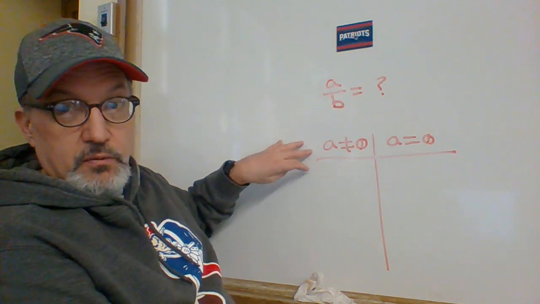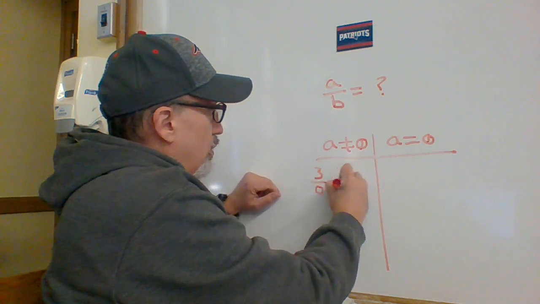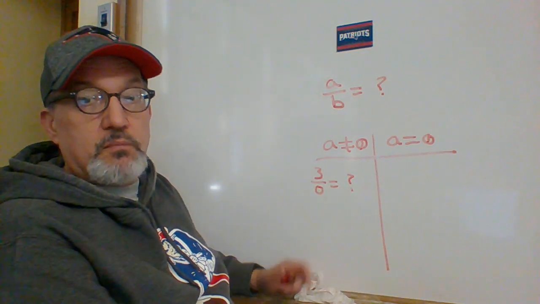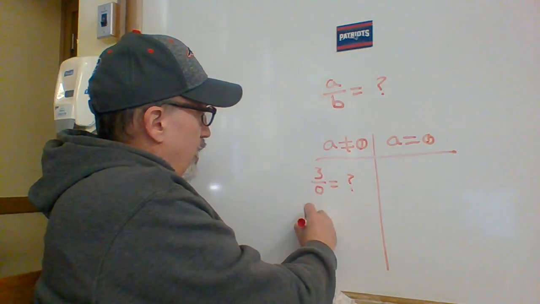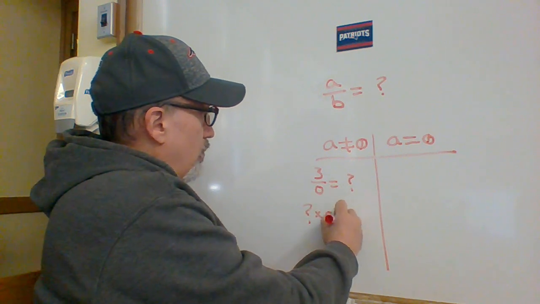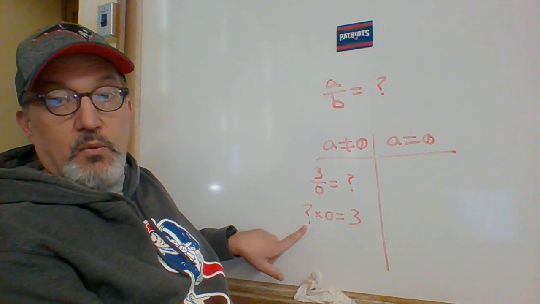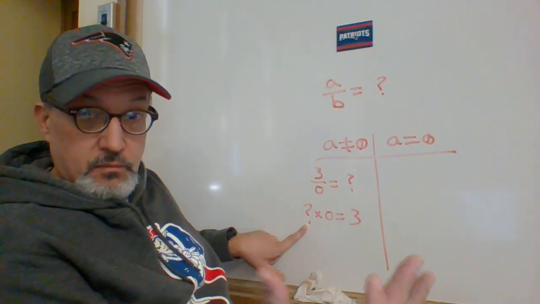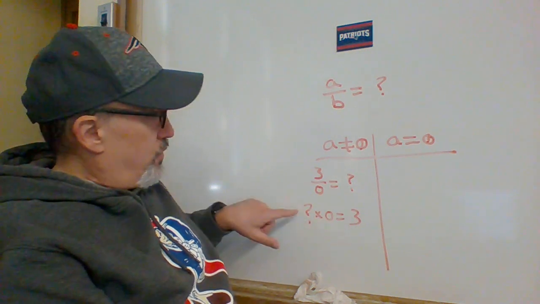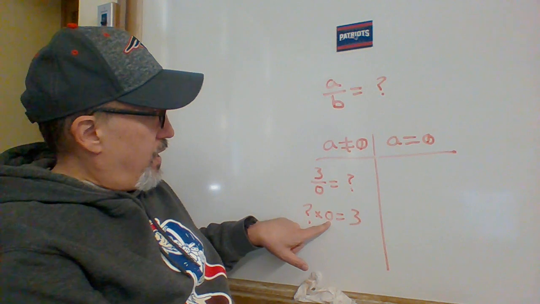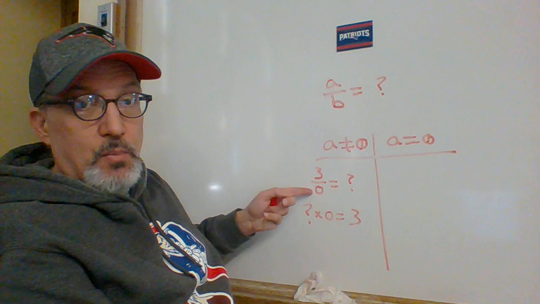Let's first consider the case where A is not 0. Let's consider, for example, 3 over 0 equals question mark. Well, according to the definition of division, this means that question mark times 0 equals 3. And then we ask, what could this question mark be? What could this number be? And of course, the answer is it can't be anything. Any number times 0 is 0. There is no number you can multiply 0 by to get 3. So this is not a number.